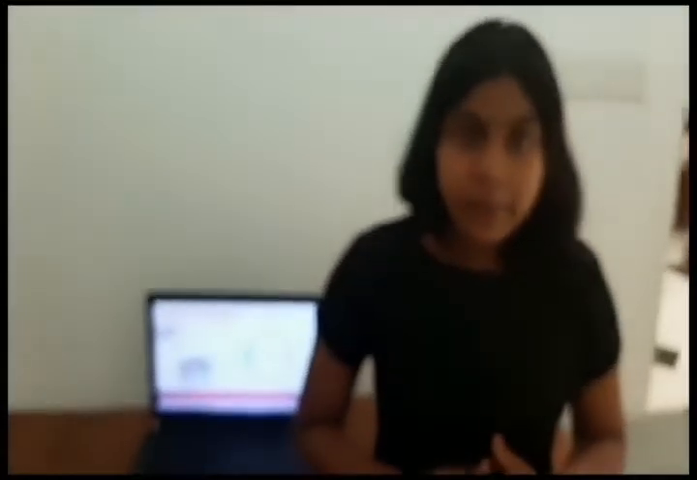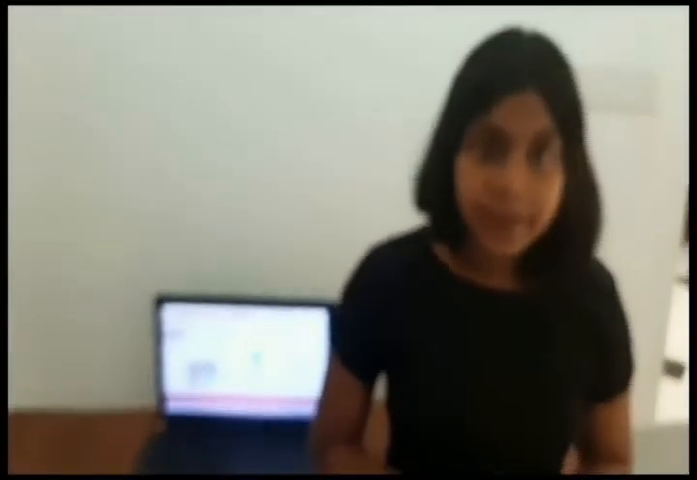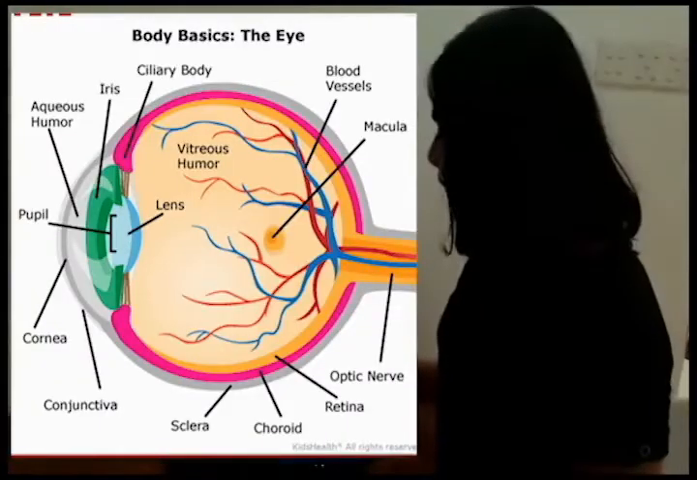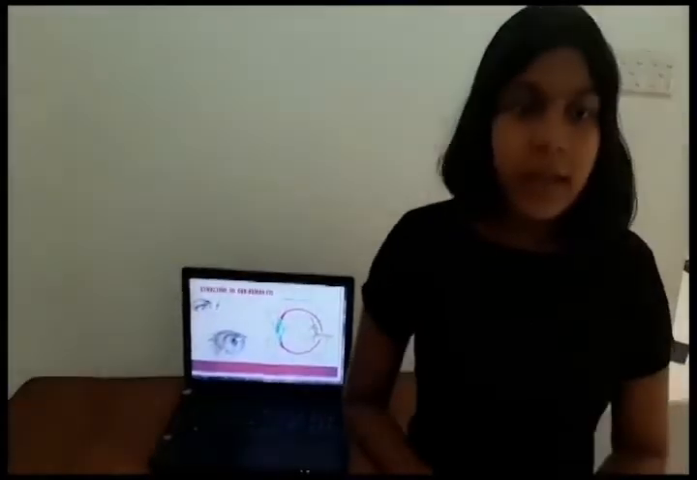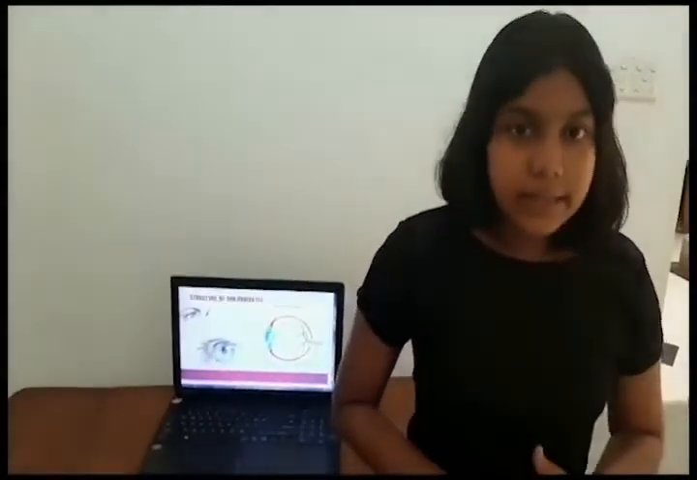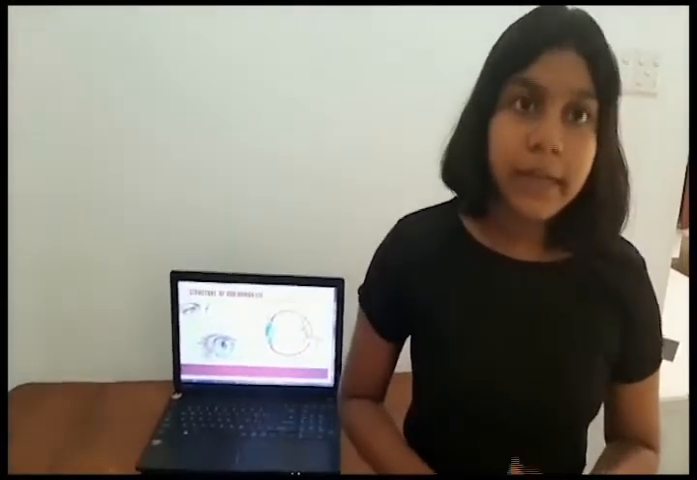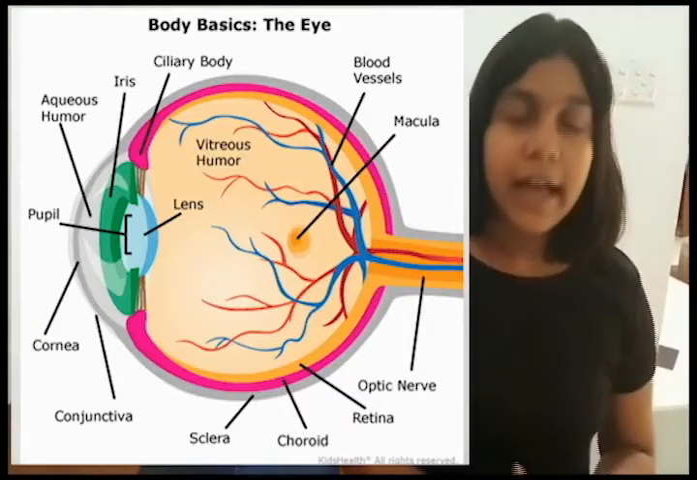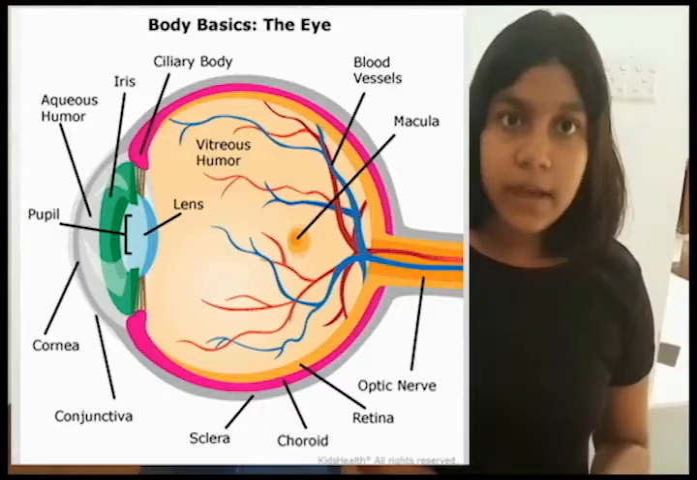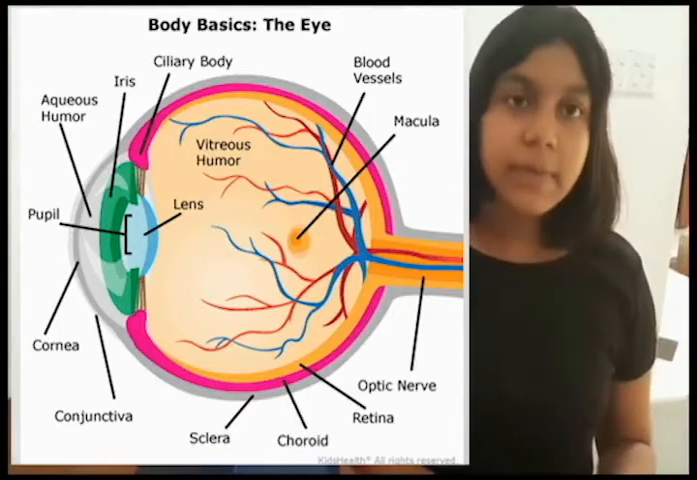We all have two eyes. Our eyes are very important to see something clearly. This is the internal structure of the eye and this is the external structure of our human eye. So today I am going to discuss the internal structure of the human eye. It consists of vitreous humor, aqueous humor, pupil, iris, lens, cornea, optic nerve, and blind spot as major parts.